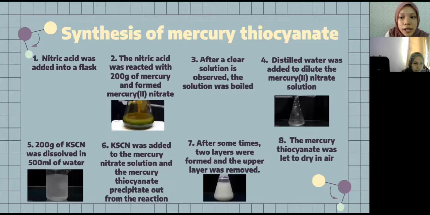And then 200 grams of potassium thiocyanate was dissolved in 500 ml of water. The potassium thiocyanate was added to the mercury nitrate solution, and the mercury thiocyanate precipitated out from the reaction. After some time, two layers were formed, and the upper layer, which was water, was removed. And then the mercury thiocyanate was left to dry in air.